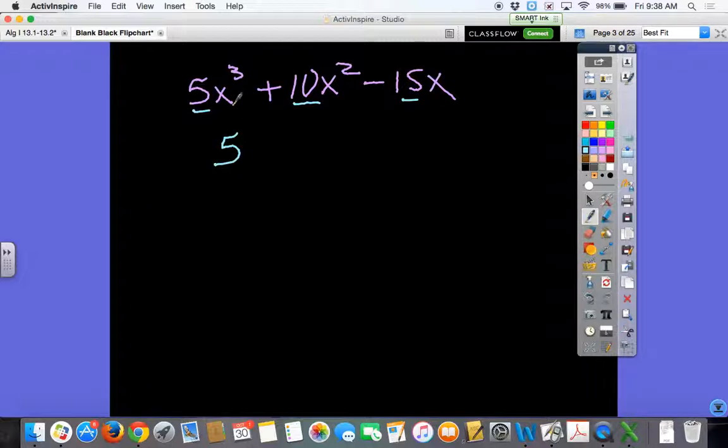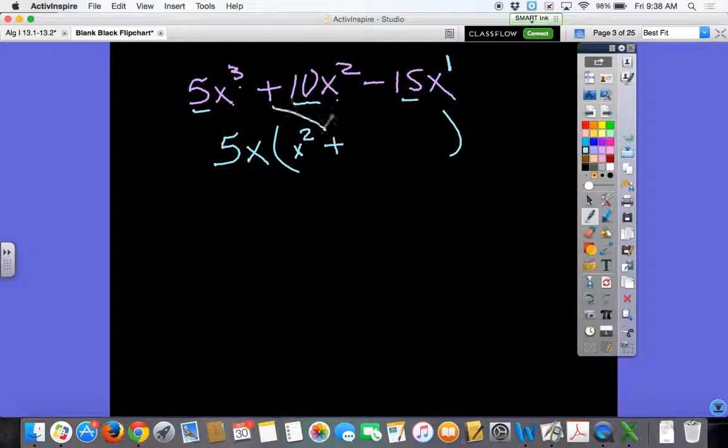Now check out your letters. Everybody has an x, but the smallest exponent is 1. So that's what you're restricted to taking. Now divide your numbers and subtract your exponents. 5 divided by 5 is 1. He had 3 x's. You took 1, so he's left with 2.